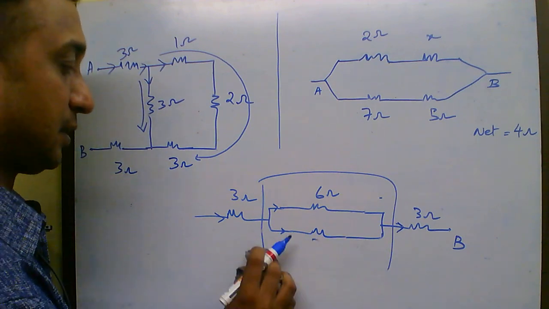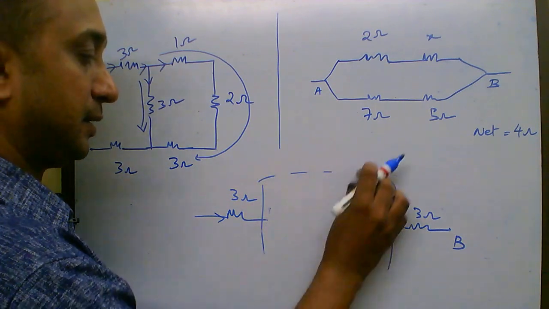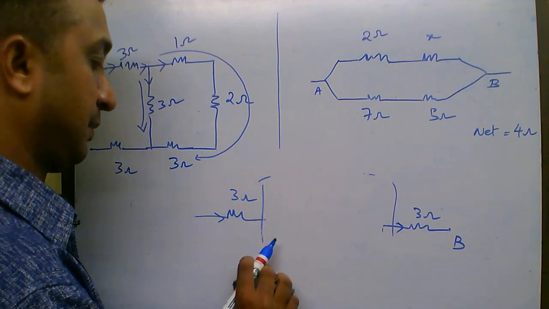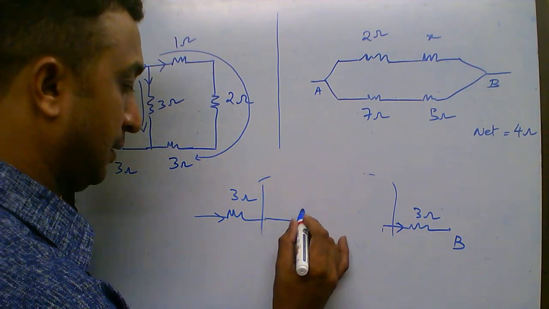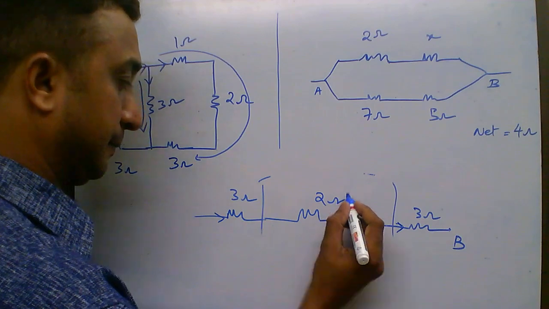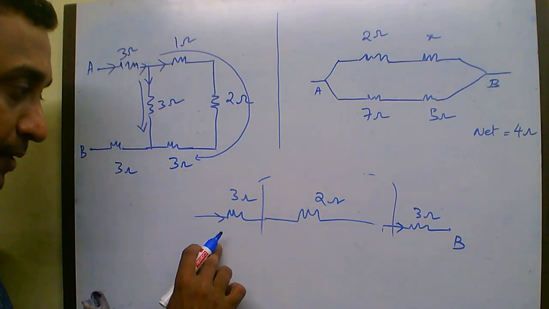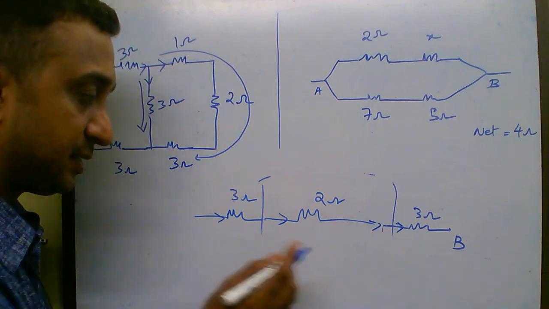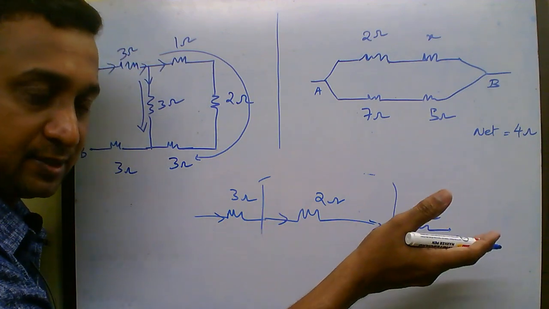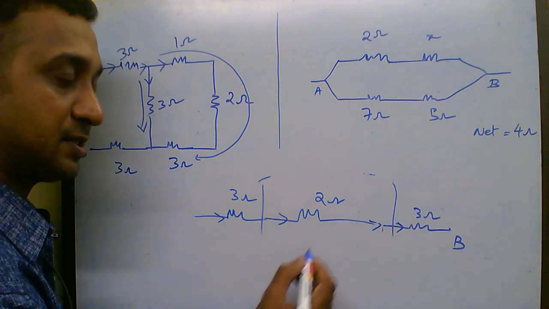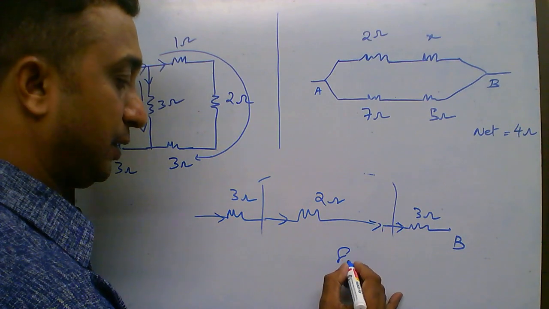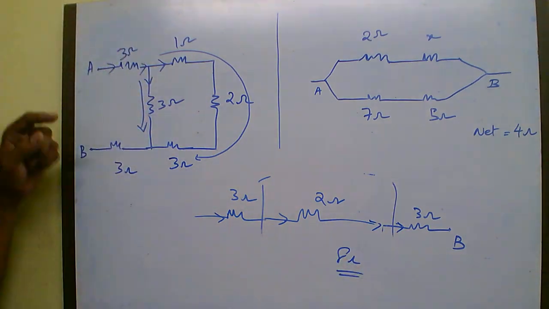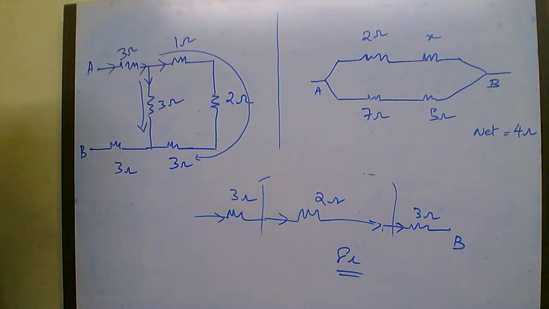So let me have this part and let me substitute it by a 2 ohm resistor. Now see, this 3, 2 and 3, the current has only a single path, which means that all three are in series. So 3 plus 2 plus 3, so 5 plus 3, that is 8 ohms. So the net resistance between A and B is 8 ohms.